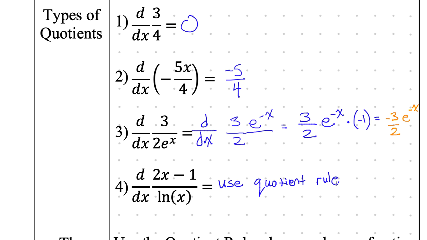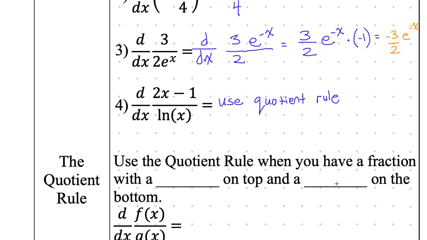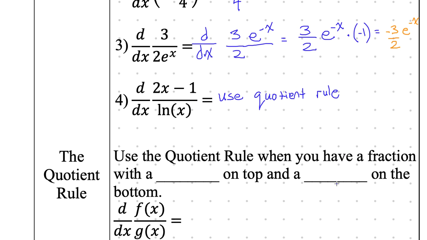Okay, but why? Why do we need to use quotient rule? That's the next part. So you're going to use the quotient rule when you have a fraction with, it's kind of the same words that we had from yesterday. Does anyone remember? Yeah, Fiona? A function or variable, yeah. So I'm going to do both of them.